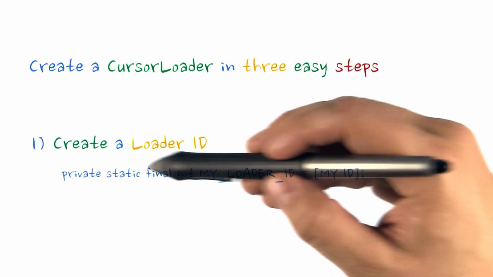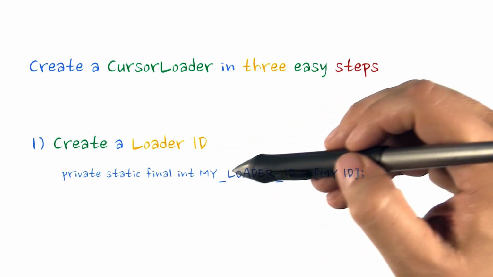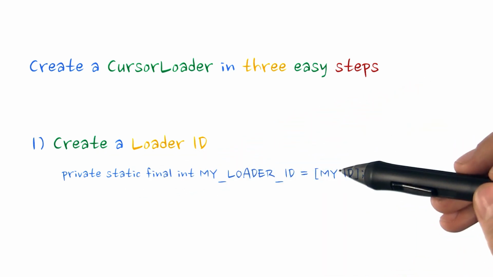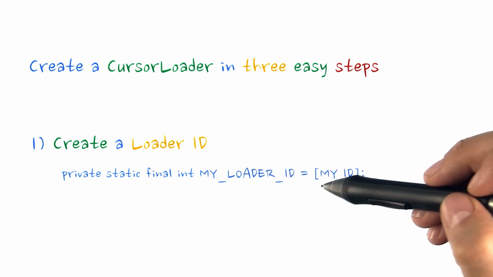We start just by creating a loader ID, which is an integer constant. A single activity can use multiple loaders, and they are differentiated by these IDs.